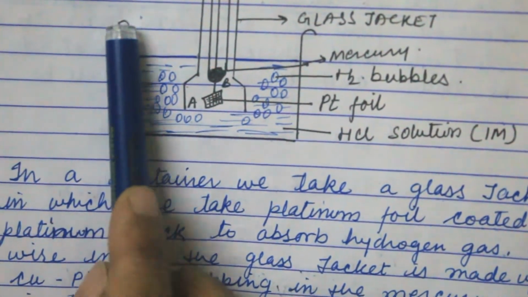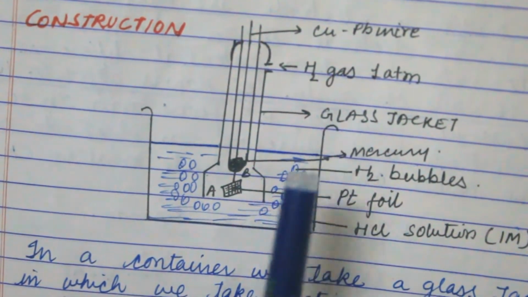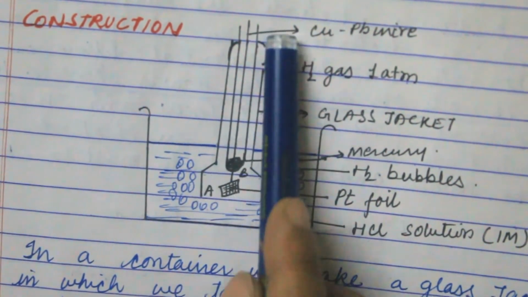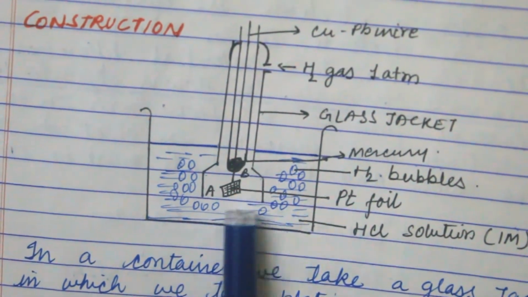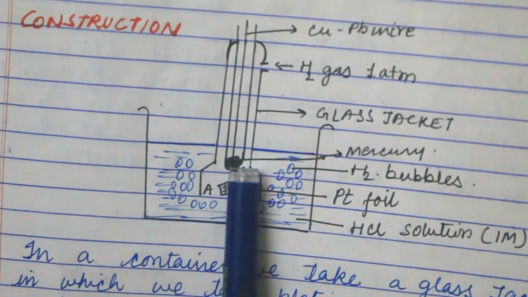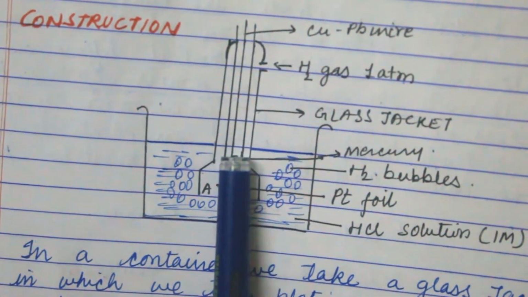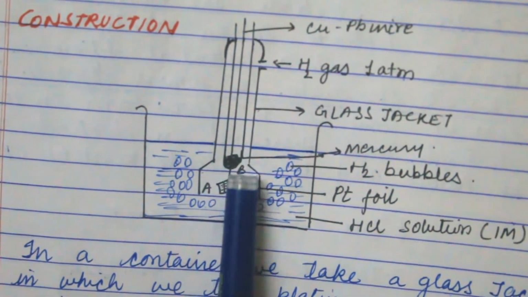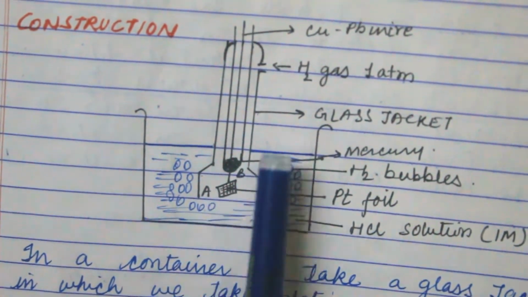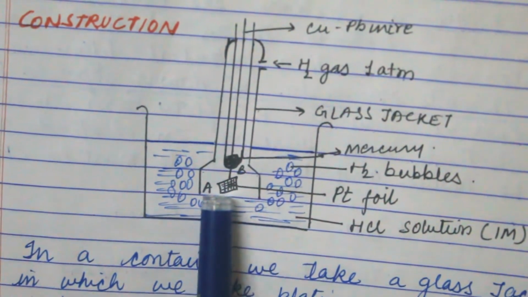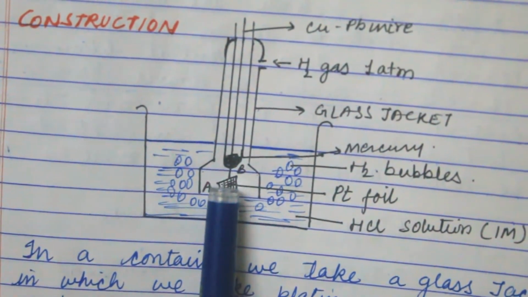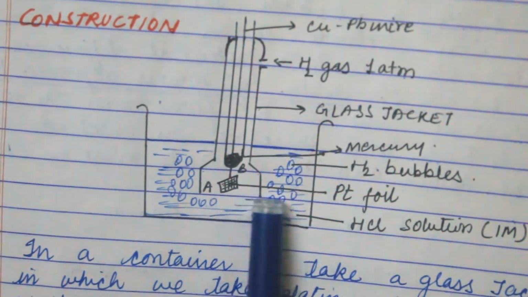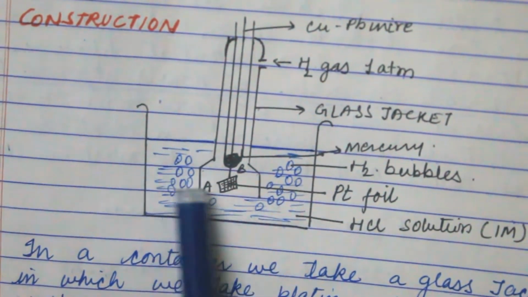So in the construction we take a container. In the container we fill HCl solution, and this is the glass jacket in which we take platinum wire and mercury to conduct electricity. This wire is made of copper and lead wire. When we pass H2, the reaction takes place between platinum and H2. Platinum absorbs the H2 gas, and the rest of the gas is released in the HCl solution, forming bubbles.